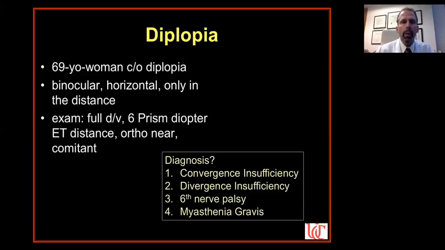On exam, the person has full ductions and versions. They have a small comitant esotropia only at distance. And so if we could bring in the audience polling slide, I'm going to ask you what you think. What is the diagnosis? Is this convergence insufficiency? Is it divergence insufficiency? Is this consistent with a sixth nerve palsy? Or could this be myasthenia gravis? What's the most likely diagnosis given the story?